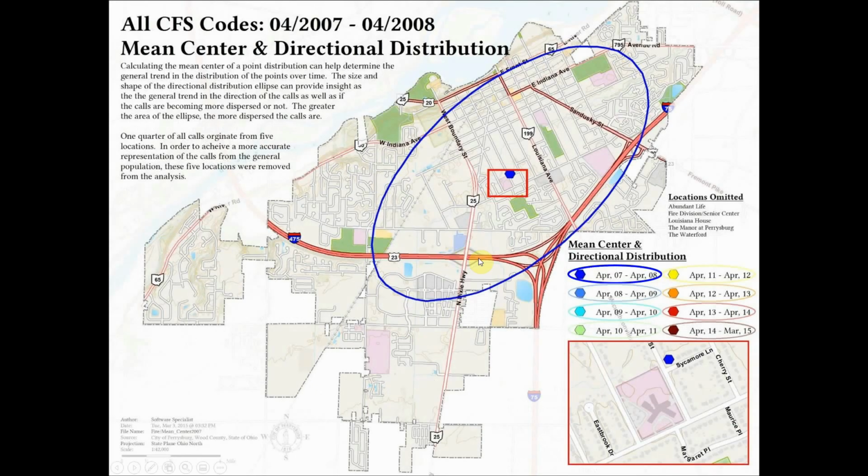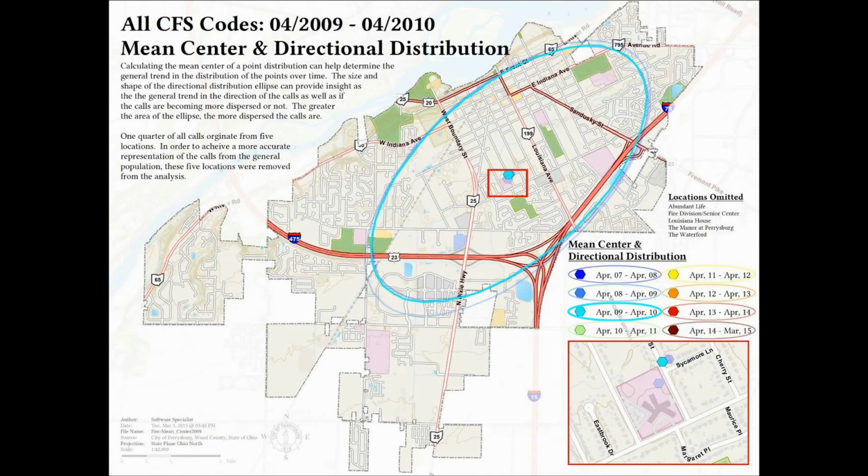So basically we can see this is from 2007, right? April 2007 to April 2008 is the blue circle. That's our directional distribution, our ellipse that encompasses roughly one standard deviation of data. And then the blue is the mean center, right? And so as we progress, now you see that mean center has shifted to the southwest, and the directional distribution ellipse has actually elongated slightly to the southwest as well.